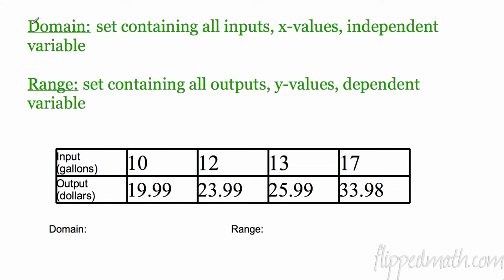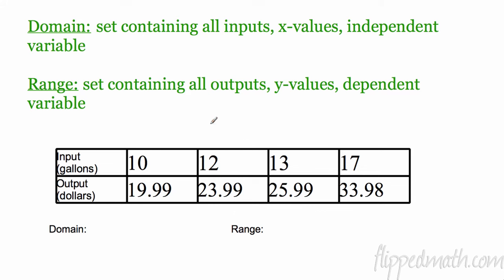Couple of things: you want to pause your video right now and write down these definitions. The first one is called domain. Domain is the set containing all the inputs, all the x values, all independent variables. These are synonyms. Inputs, x values, independent variables, and domain, we talk about them freely as the same thing. The range is, conversely, the set containing all outputs, all y values, all dependent variables.